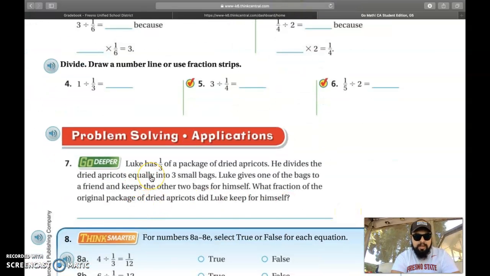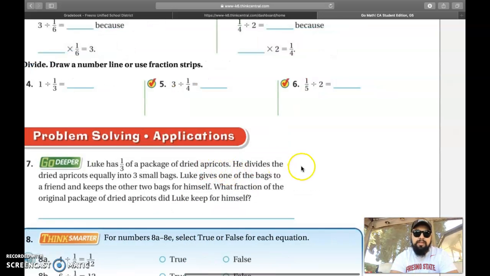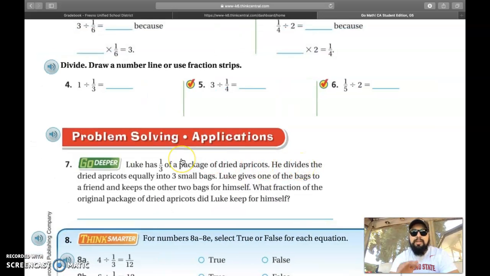Number 7. Luke has 1/3 of a package of dried apricots. He divides the dried apricots equally into 3 small bags. Okay. Luke gives one of the bags to a friend and keeps the other 2 for himself. What fraction of the original dried apricots did Luke keep for himself? Now this one, notice it says it's a go deeper. This is a multi-step problem.